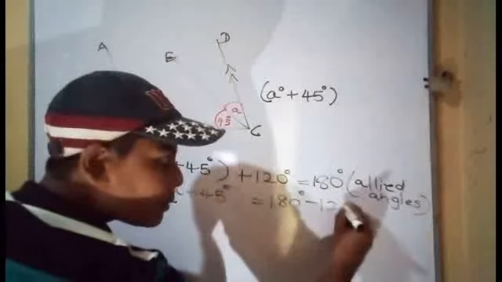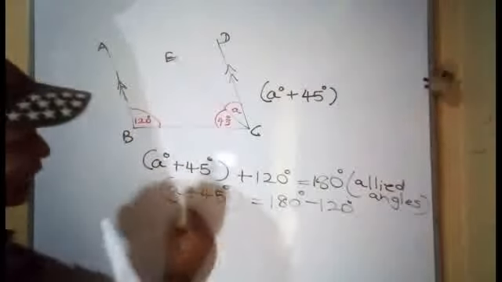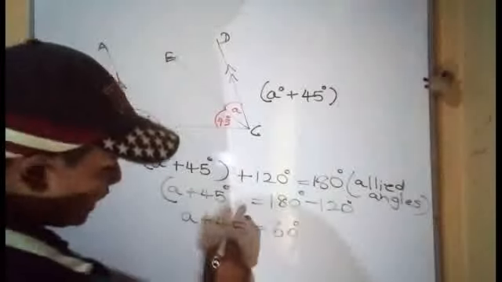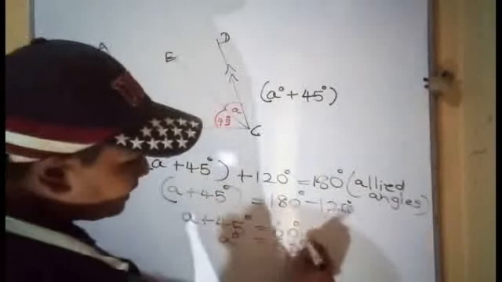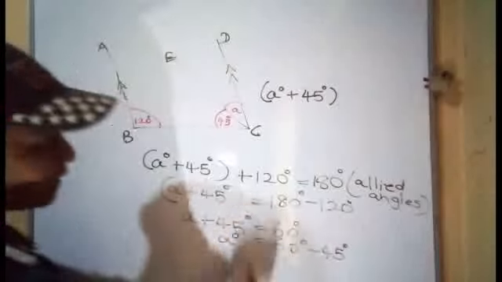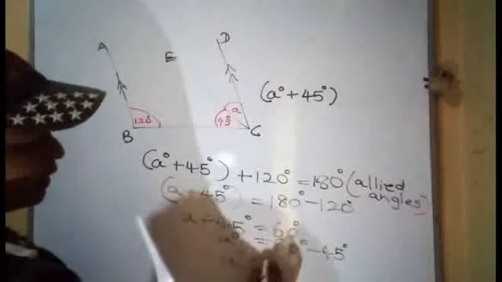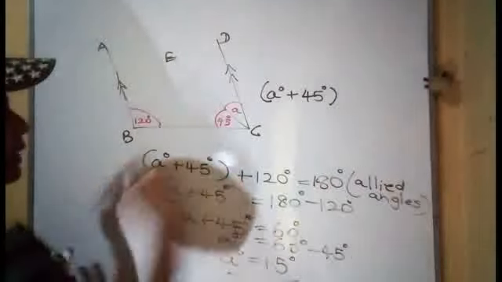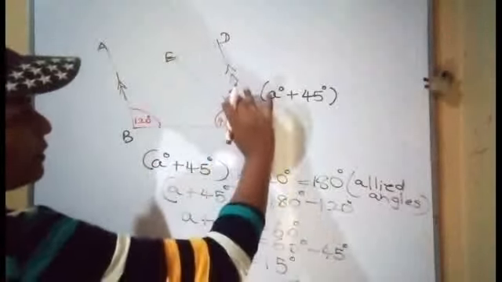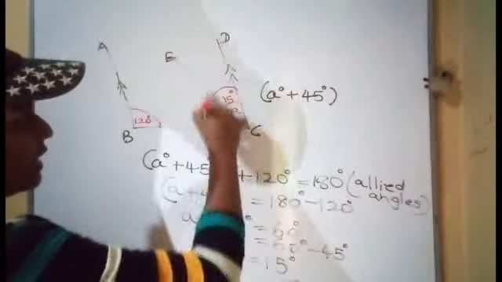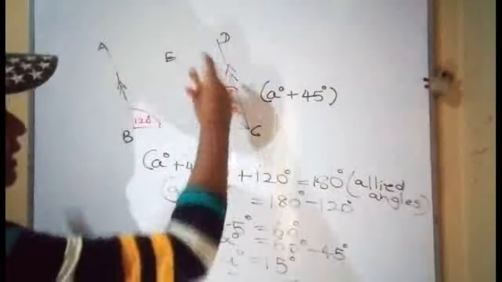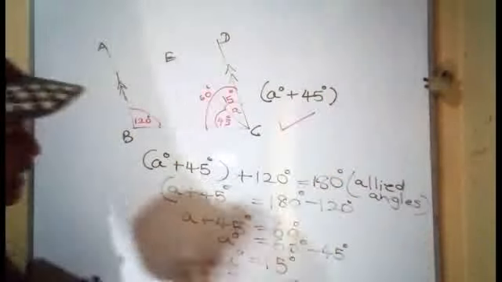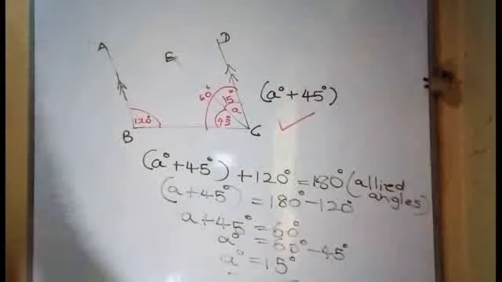So now, A plus 45 in the brackets equals 180 subtract 120 first, which means A plus 45 is 60 degrees. Then you want to subtract 60 minus 45. That means A is 15 degrees. So this one is 15. 45 plus 15, this whole angle is 60 degrees. So 120 plus 60, these are allied angles, 180, correct. This is the answer: A equals 15 degrees.